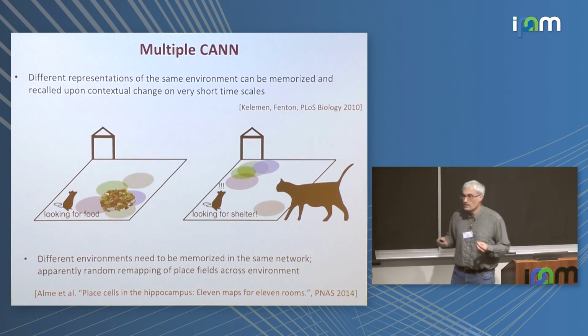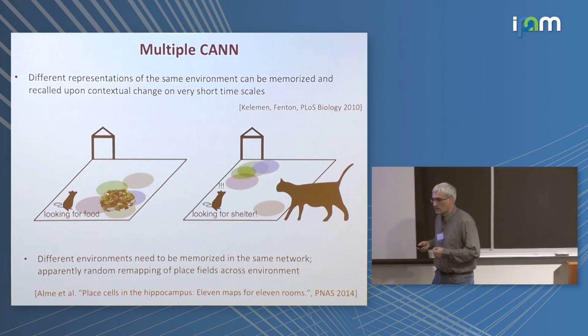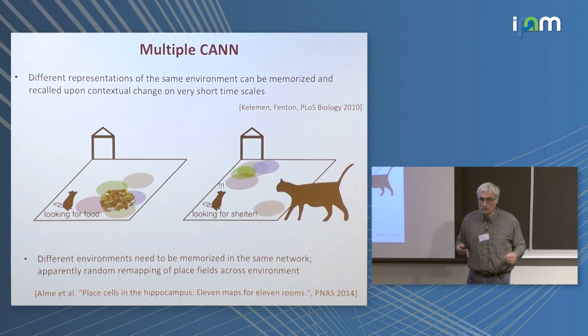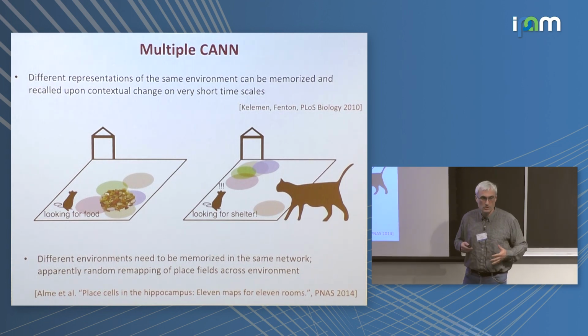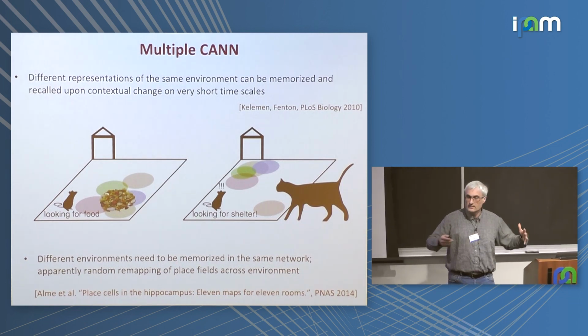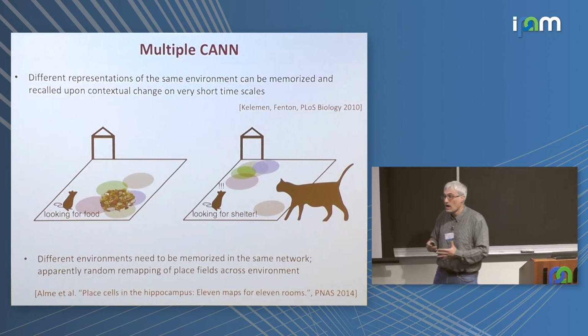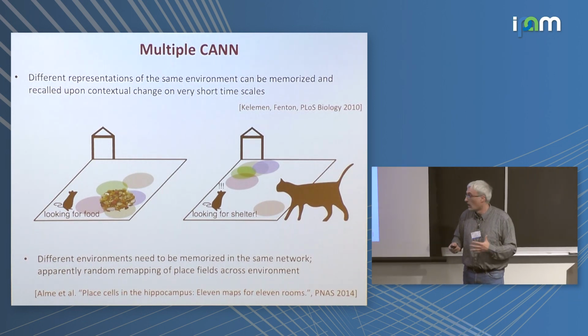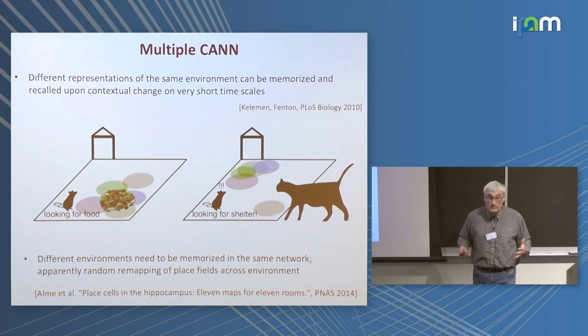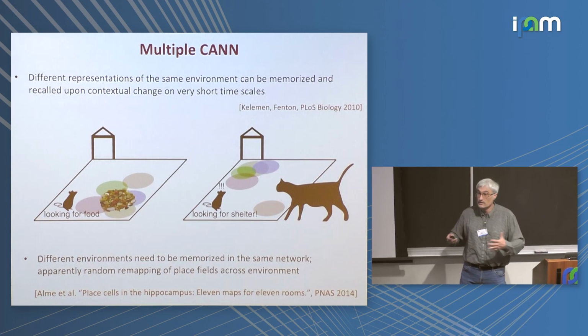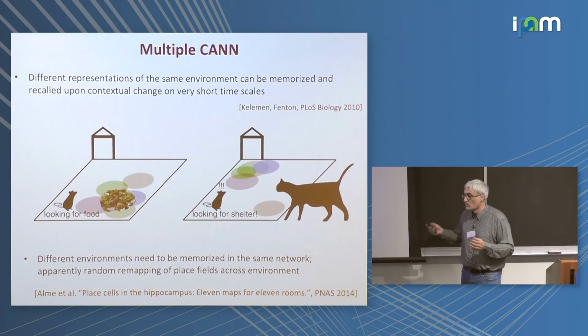And this is known. Actually, there are beautiful experiments where you can see that even putting one object in one environment changes completely the representation that the animal has about the environment. So that means we have a lot of representations for a lot of different contexts in a single environment, and we also have to code for many environments. So how can we embed many different d-dimensional attractors in a single recurrent neural network? This is the motivation of the talk.